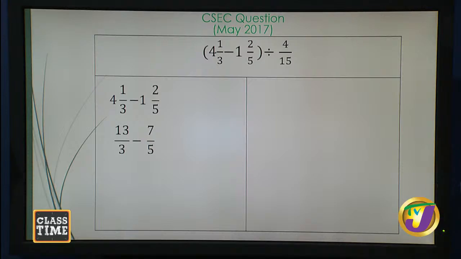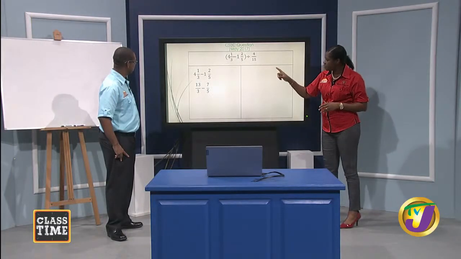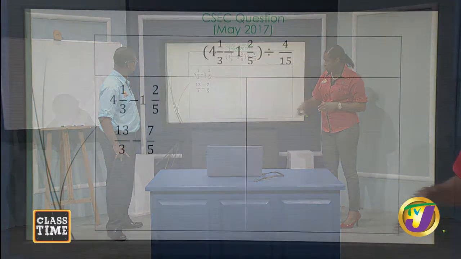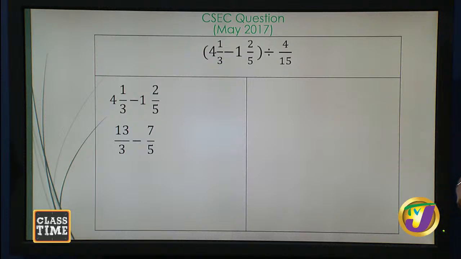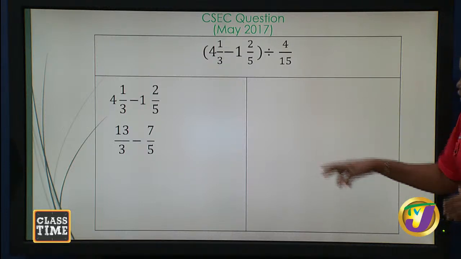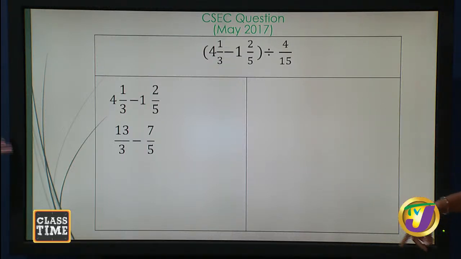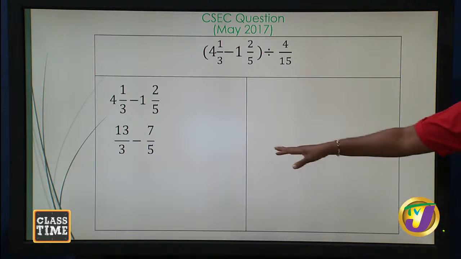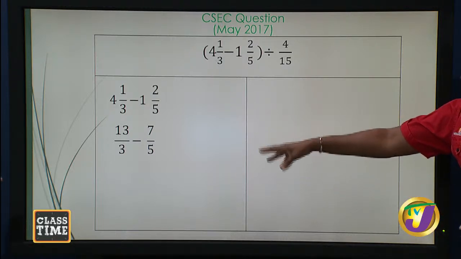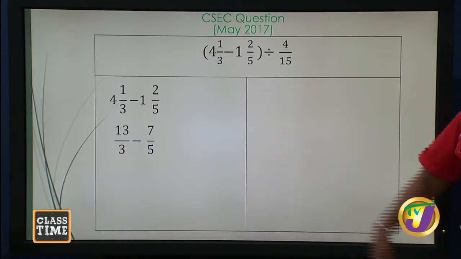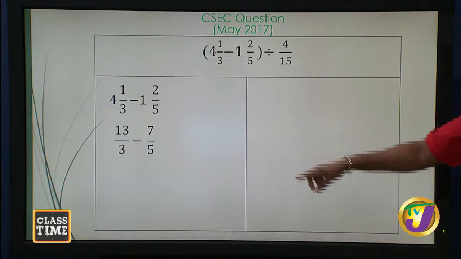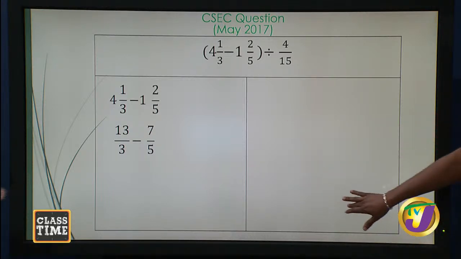Changing the mixed numbers to improper fractions, we would get 4 times 3 plus 1 is 13. 5 times 1 is 5, and 2 gives us 7. So we have two new fractions as improper fractions. And now we need to create equivalent fractions with a common denominator. The lowest common multiple for 3 and 5 would be 15.